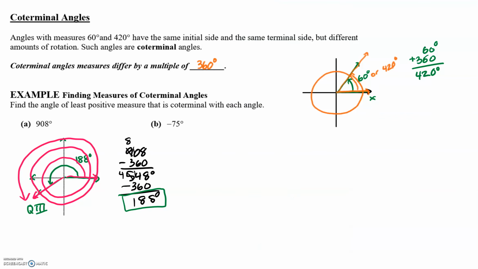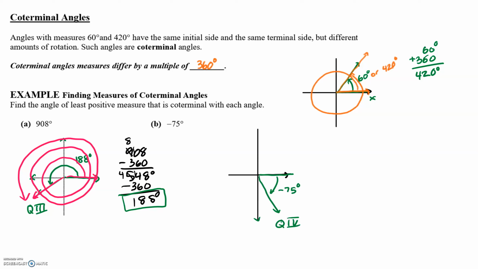Negative 75 degrees. How are we going to graph that? Negative 75 degrees, we know, goes clockwise. So I'm going to start at the initial side, in green. And then negative 75, well, we know this is negative 90 degrees going this way. So negative 75 degrees would be in the fourth quadrant. That would be negative 75 degrees.